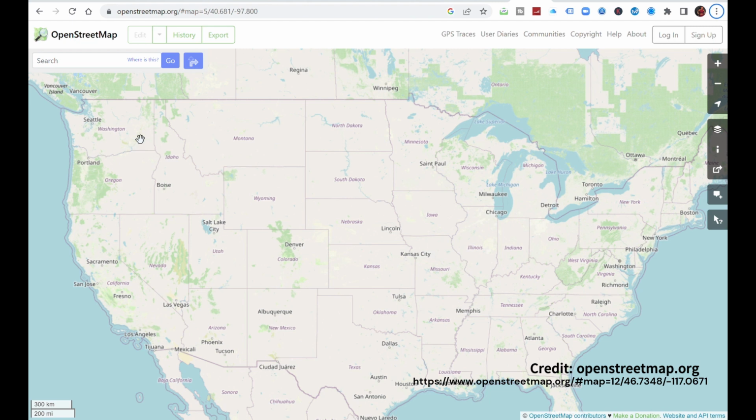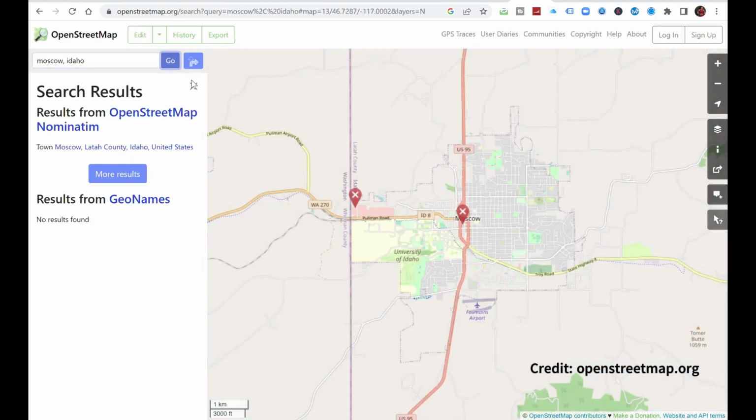They're at the very northern tip of Washington State and Idaho. You can see that they're together. So I'm going to go ahead and put in Moscow, Idaho, and bring up a search for that so that we can see where that is.